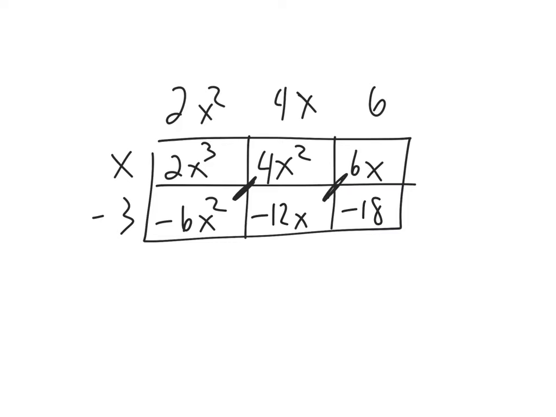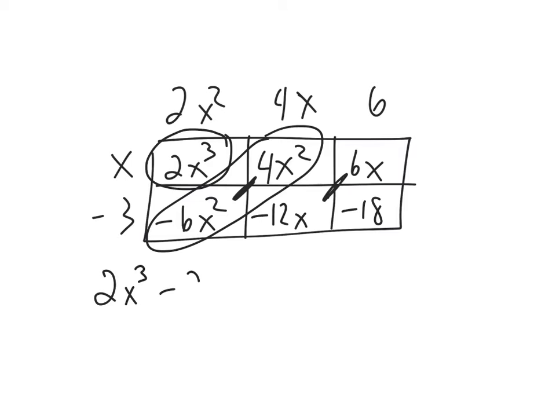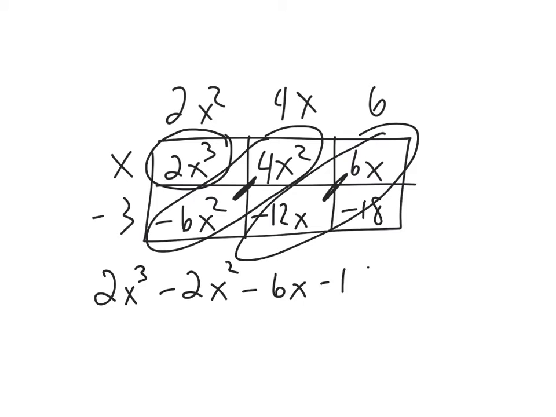So now I just start pulling things out. And again, when you add, you don't change your exponents. So my 2x cubed, these 2 go together, so that makes that negative 2x squared. These 2 go together, so that makes that negative 6x. And then my negative 18. And that's the same answer that we had on the last slide. Beautiful. Okay? Let's try one more of those, just to be sure we got it.